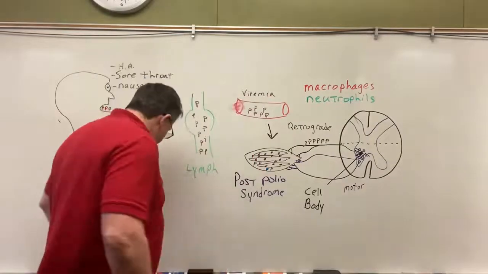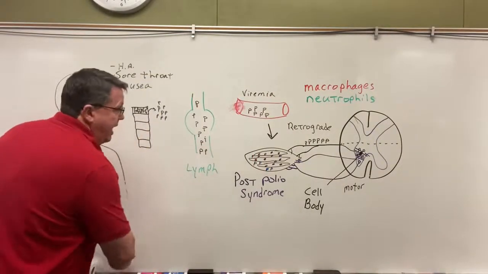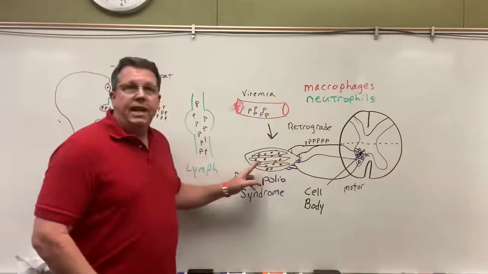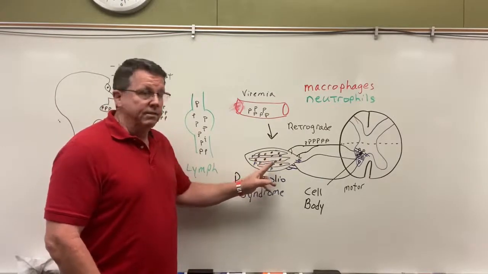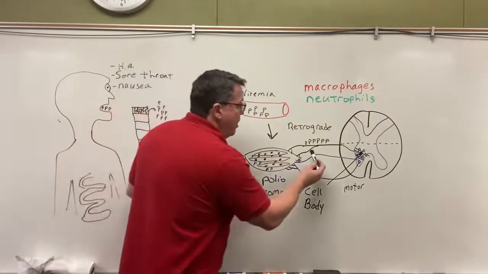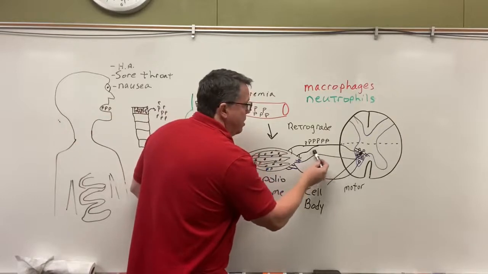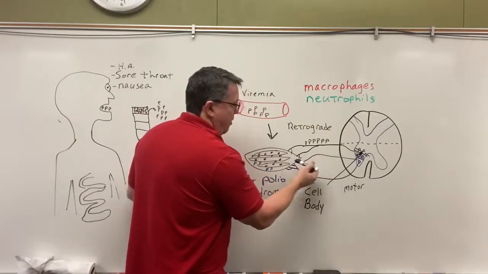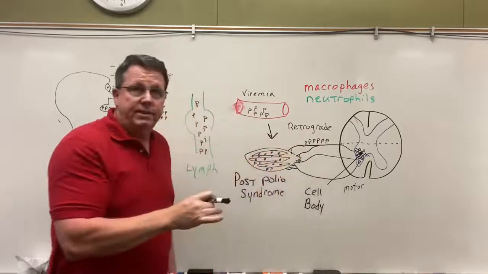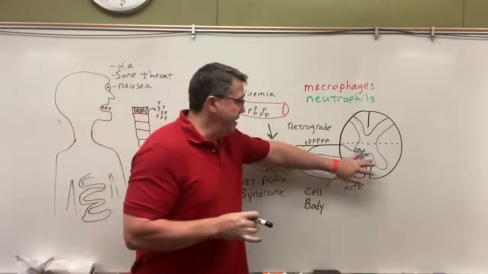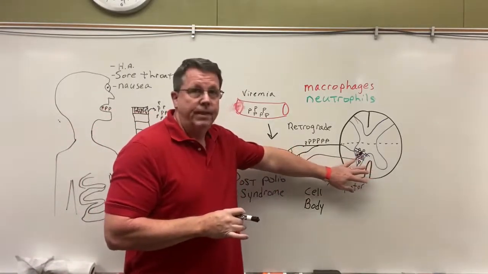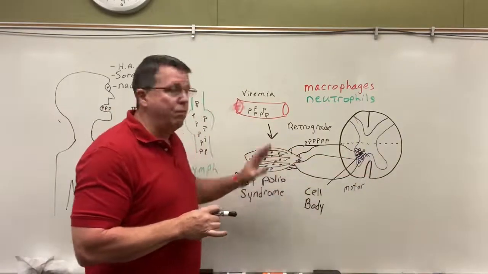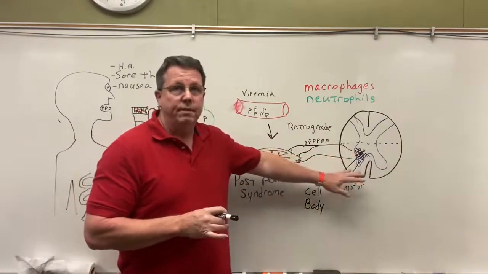One other thing I want to point out, we already said that polio does not affect the muscle. Polio also does not affect the peripheral nerves that are here. It does not affect the peripheral nervous system. It just affects the central nervous system, not peripheral nerves, just the central nervous system.